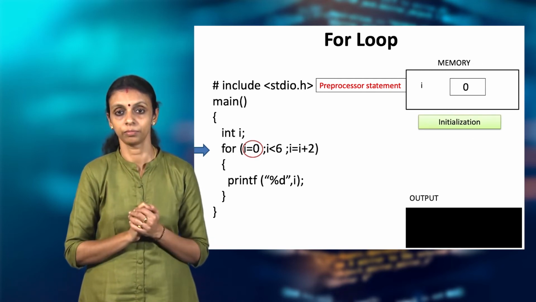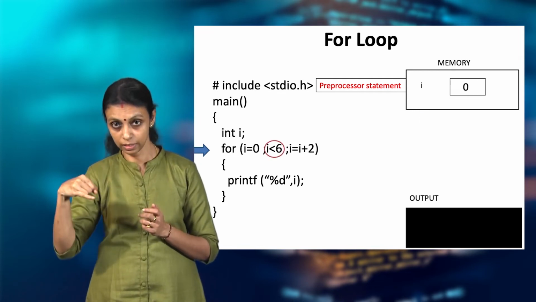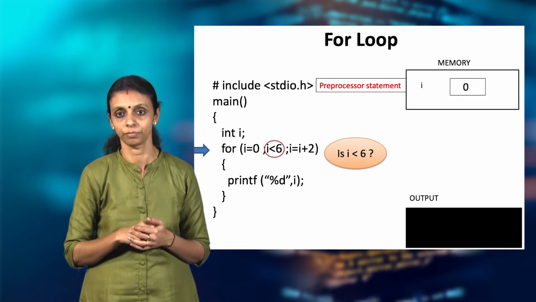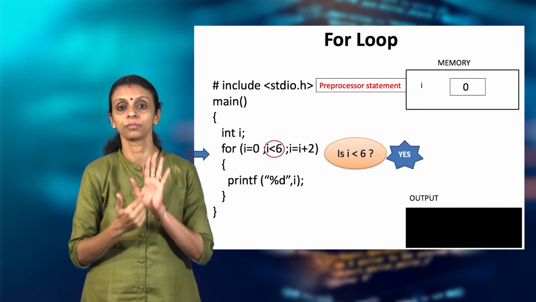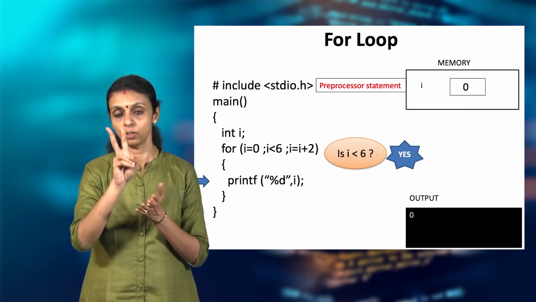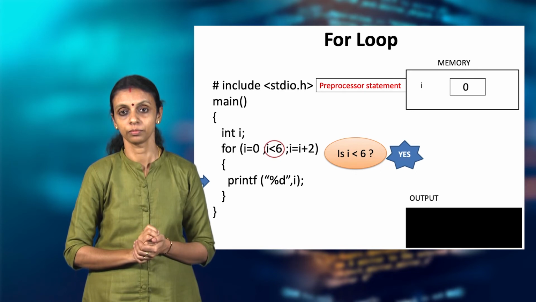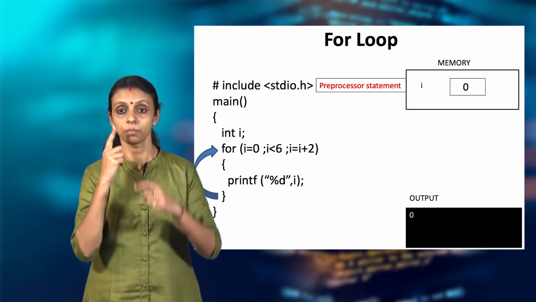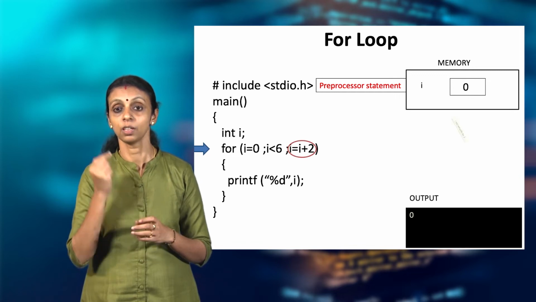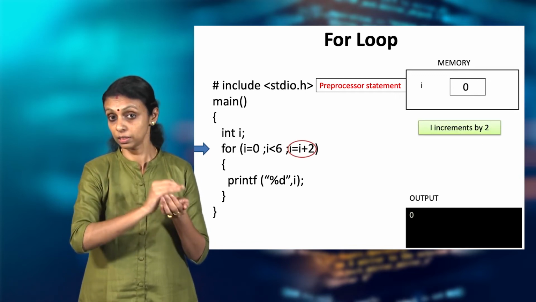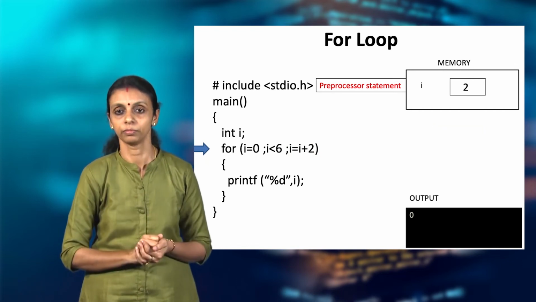Checks the condition, I less than 6. Yes. The statement in the loop executes and prints value of I, that is 0. Then update expression, I is equal to I plus 2, that is I is equal to 0 plus 2 is equal to 2.